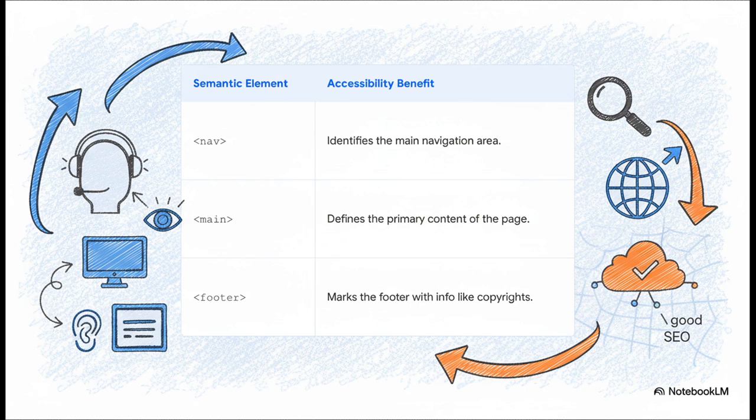And it goes even deeper. These big semantic tags like nav, main, and footer, they act like landmarks for your page. This is so cool. It means a screen reader user can pull up a quick menu of these landmarks and jump directly to the main content or the navigation, skipping all the repetitive stuff. It's a huge boost for usability.